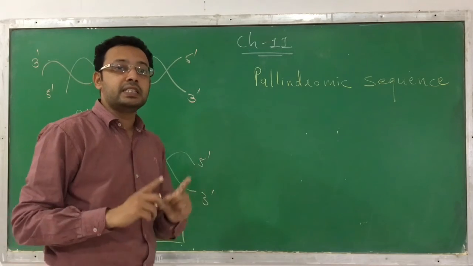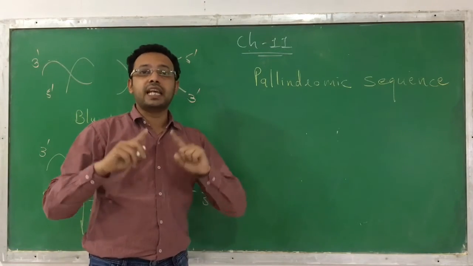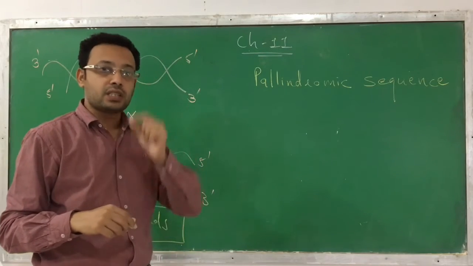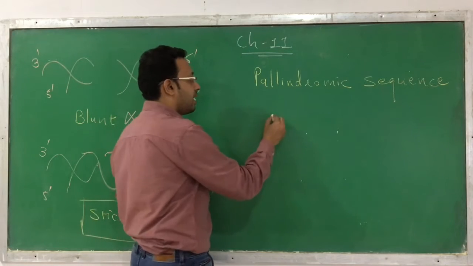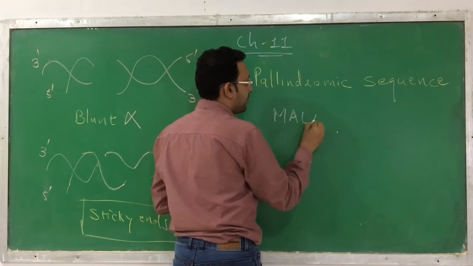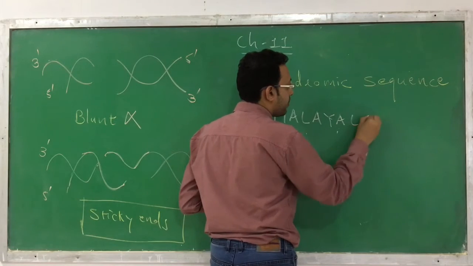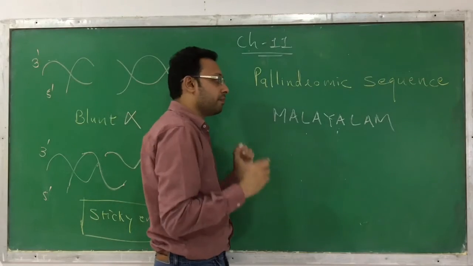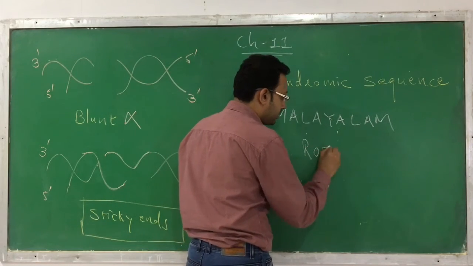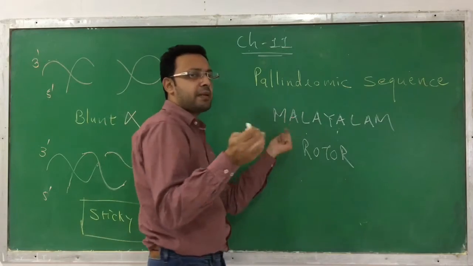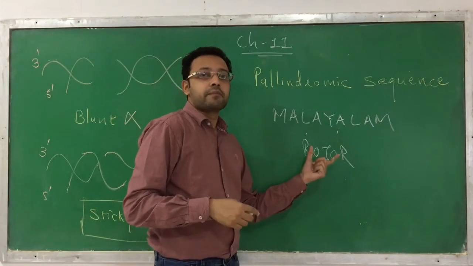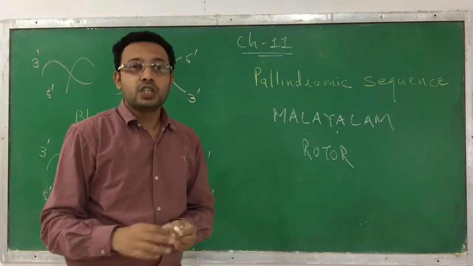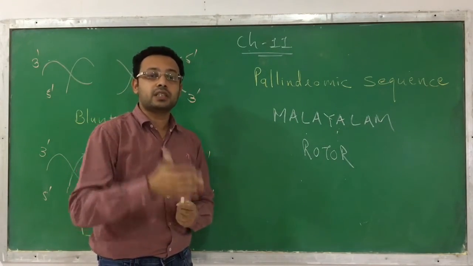Palindromic sequences means the sequences which can be read the same in both the forward and the backward direction. This is called palindromic sequences, as we have discussed in chapter number 6. I will give you an example. Malayalam. This is a palindromic word. If you read from this direction or this direction, it is the same. Another example is rotor or madam, etc. There are many examples which are read the same in the forward and the backward direction. These are called palindromic sequences. So it will recognize these palindromic sequences and cut them.